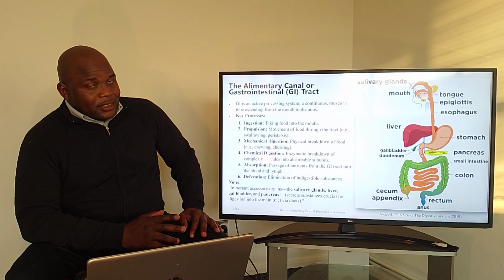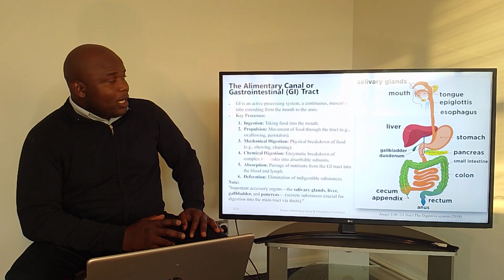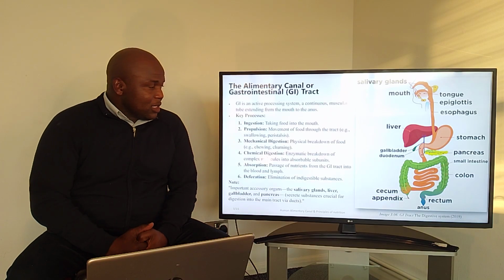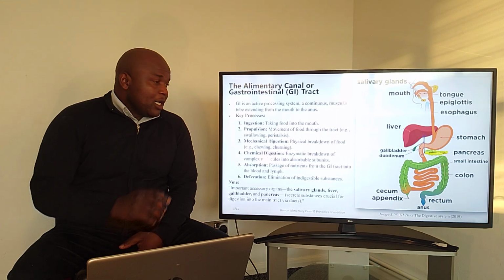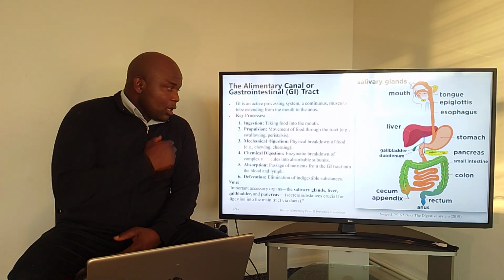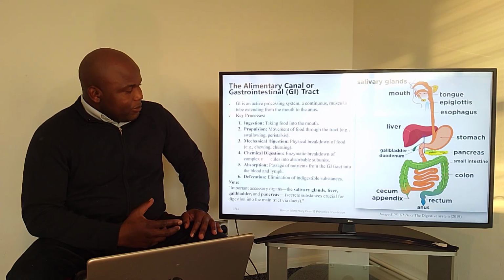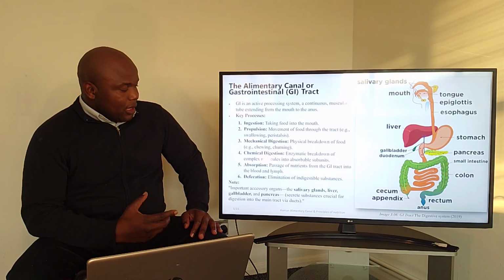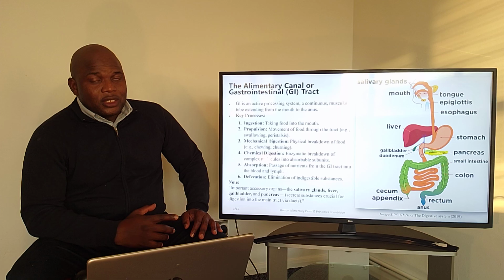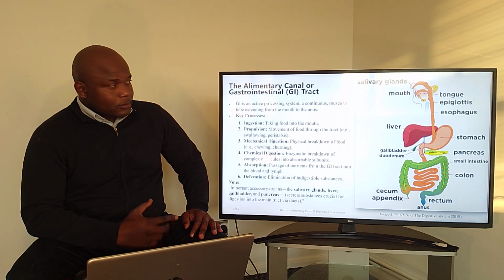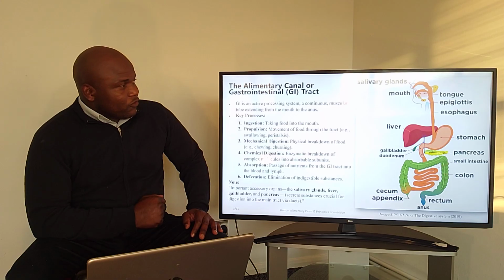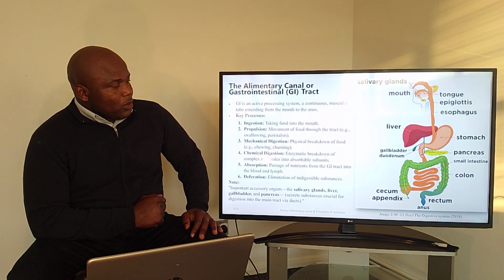Overall, there are 6 key processes that take place within the system, which are ingestion, propulsion, mechanical digestion, chemical digestion, absorption, and defecation being the last stage. We'll zoom in on each and every process of this system as we go along.